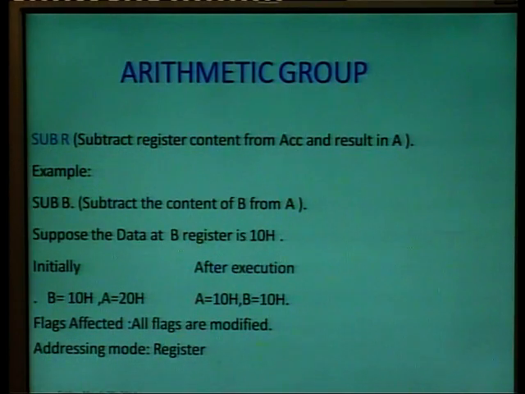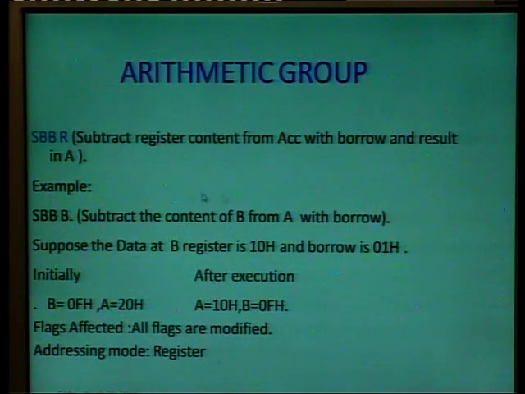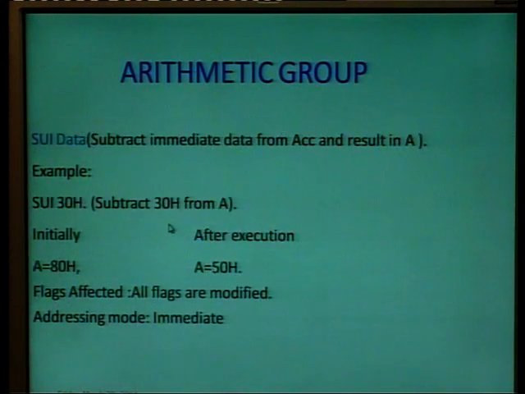In the arithmetic group, the next instruction is SUB R. This instruction subtracts register content from accumulator and the result finally is in the accumulator. SBB R subtracts register content from accumulator with borrow and the result finally will be in the accumulator A. SUI: subtract immediate data from accumulator and the result in A.